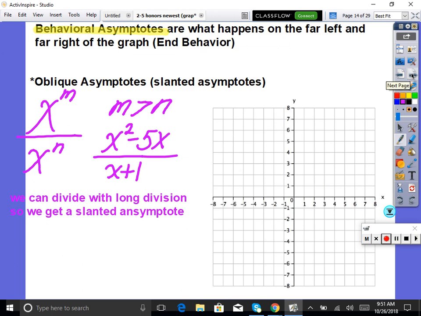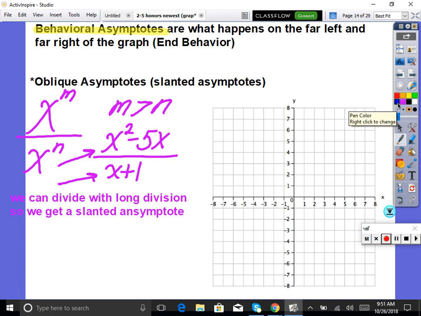Write this down. So we did see last time, if our degree on top, like x squared minus 5x, divided by x plus 1, was larger than the degree on bottom, we saw that there was no horizontal approach. It didn't approach our horizon. That was no horizontal asymptote, which was true. Now we didn't get into it because we were just exploring asymptotes, but it's still going to approach something at the end. It's going to approach what's called an oblique asymptote.